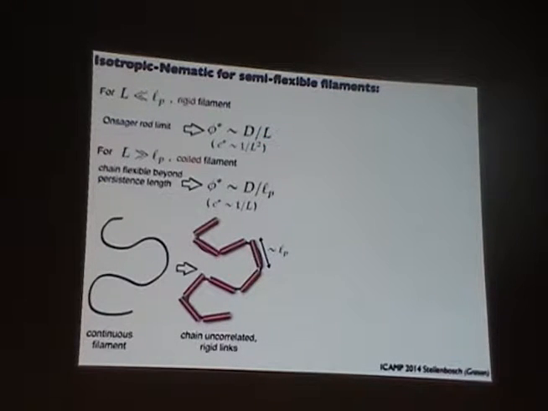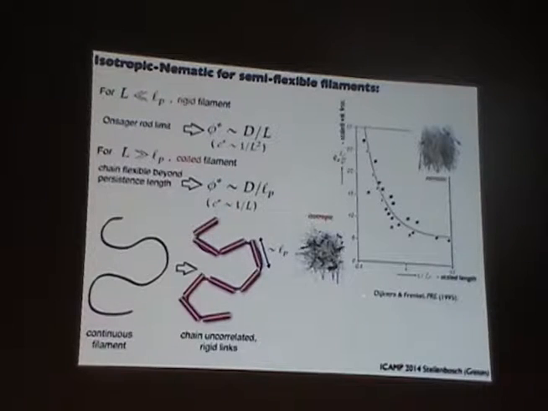So if you combine these two things together, you can see that in the rigid limit, the critical concentration goes as 1 over L squared, whereas in the flexible limit, it just goes as 1 over L. And of course, people have tested this both experimentally and in simulations. This is a paper by Daan Frenkel and Marjolein Dijkstra looking at the isotropic to nematic transition, and this is the scaled volume fraction versus the scaled length. And you see that for very short lengths, the critical volume fraction decreases as 1 over L until we reach roughly the persistence length.